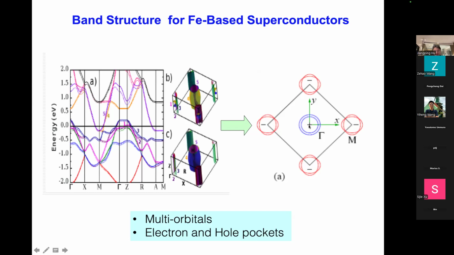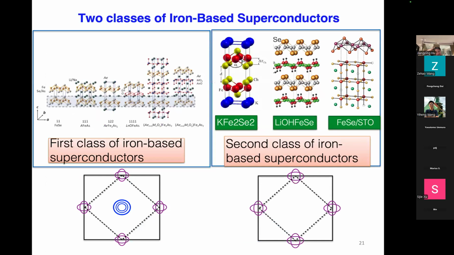So here you have a hole pocket and an electron pocket, as shown in this typical case for the iron pnictide. This is a typical Fermi surface. In fact, there are two classes of iron-based superconductors. One is the iron arsenic-based class, as I mentioned. It really looks like this: you have a hole pocket and an electron pocket.